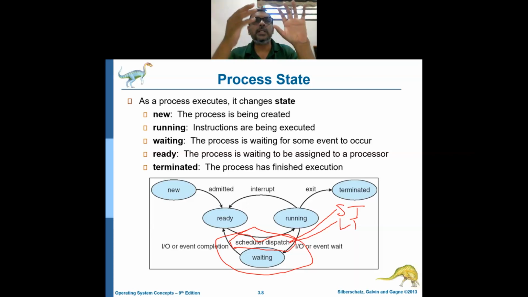If it brings in, let's say, 5 processes that are waiting for an input output to happen, then what is the CPU doing? What is the CPU doing? It's waiting for input output. All five of them are waiting for input output.